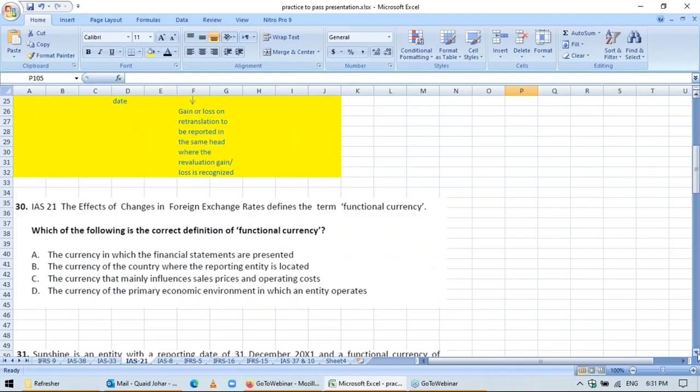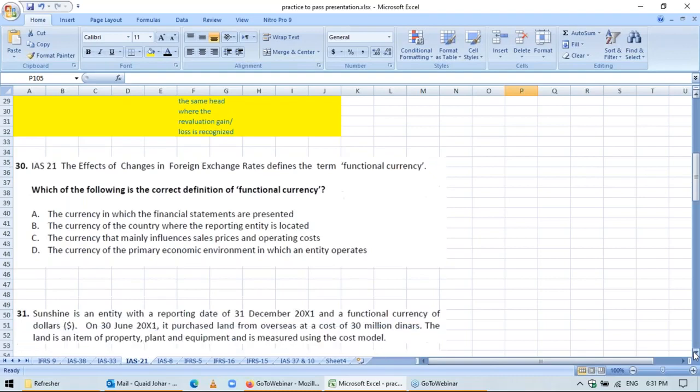So students, you will be getting these Excel sheets in a short future. So don't worry, you will be having these rules, so you can refer to them afterwards as well when you further revise the topics. Okay, so let's move on to question number 30.